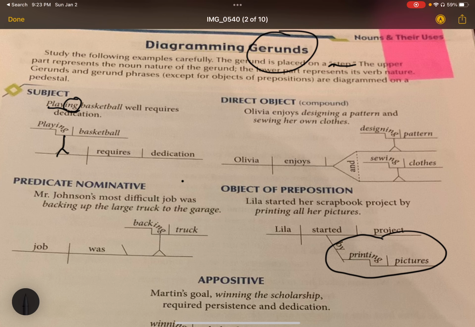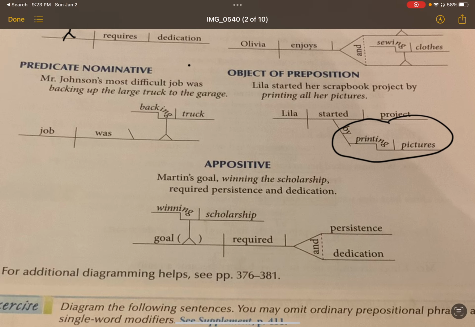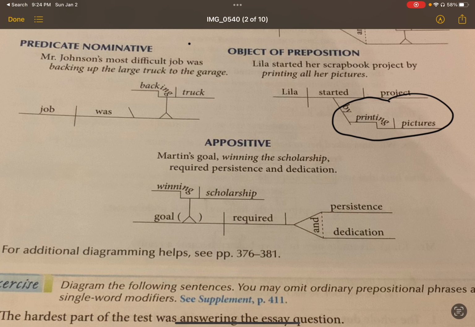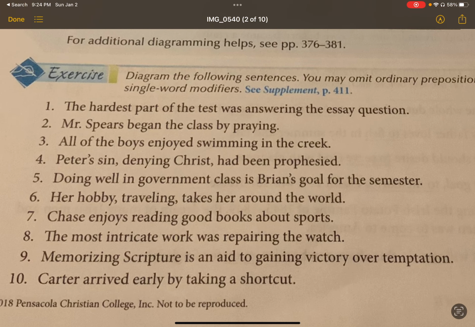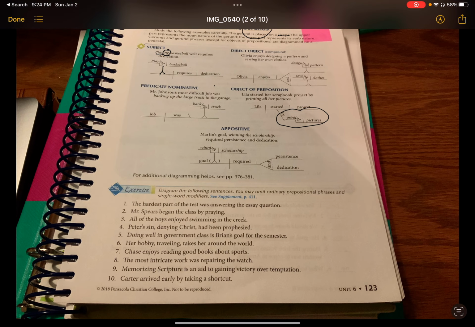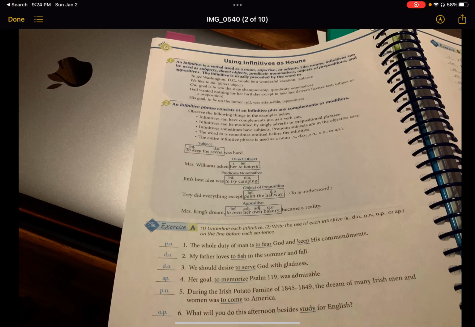For the diagrams, as usual, you may do odds only on these 10. So you'll be doing 5 diagrams. Okay. Next.